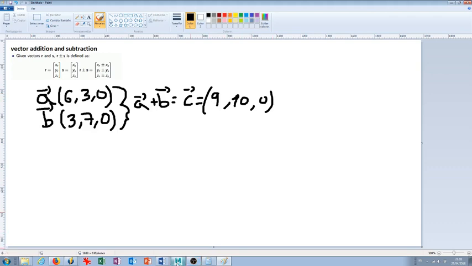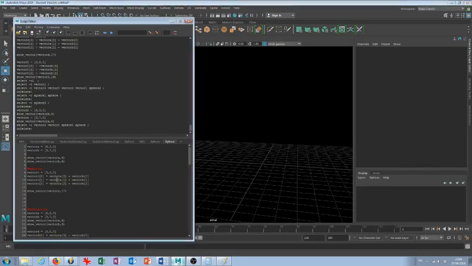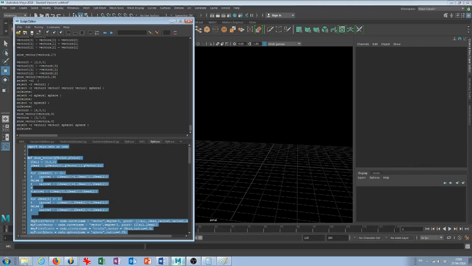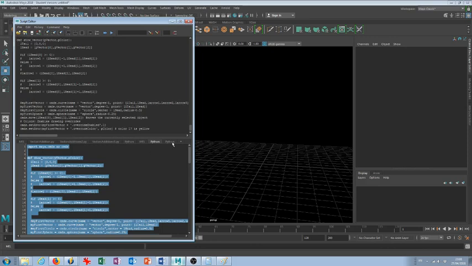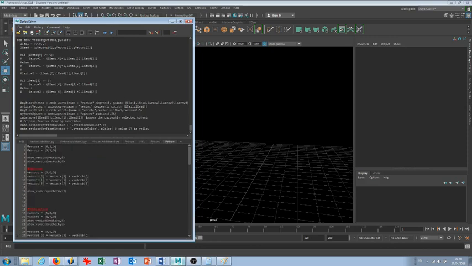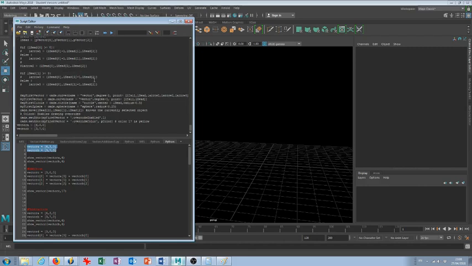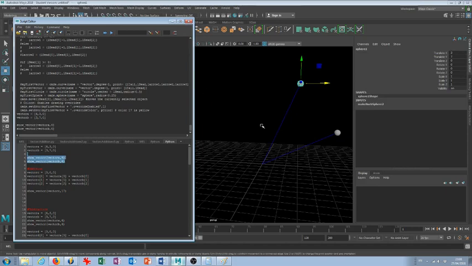So let's work out this in Maya. What I will do is first load to the memory this function that I have defined to help me create my vectors on the screen. So I execute it, so I have it in memory, and now I'm going to work out the example. So I define the two vectors as we had them, and I show them on the screen. These are my two vectors.